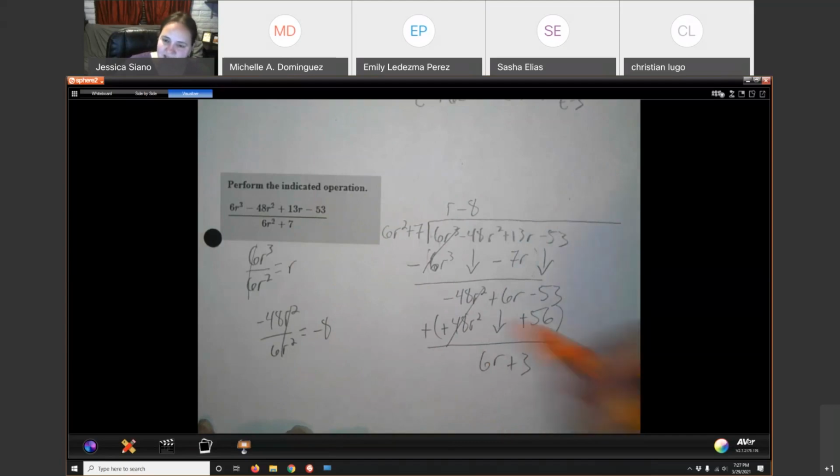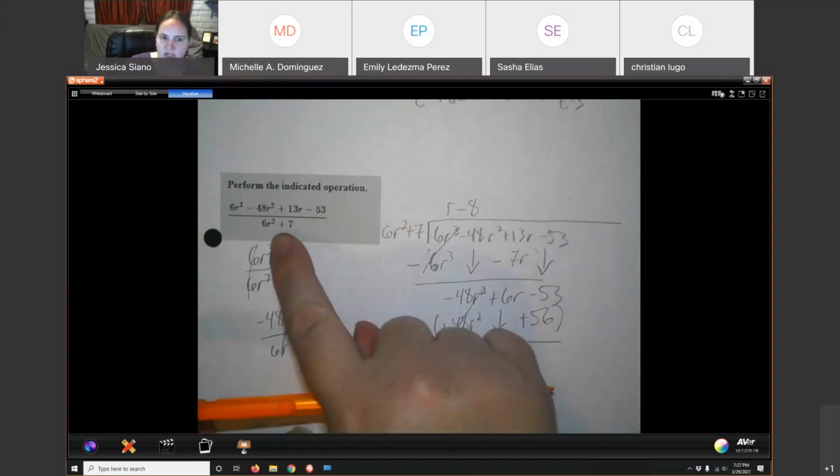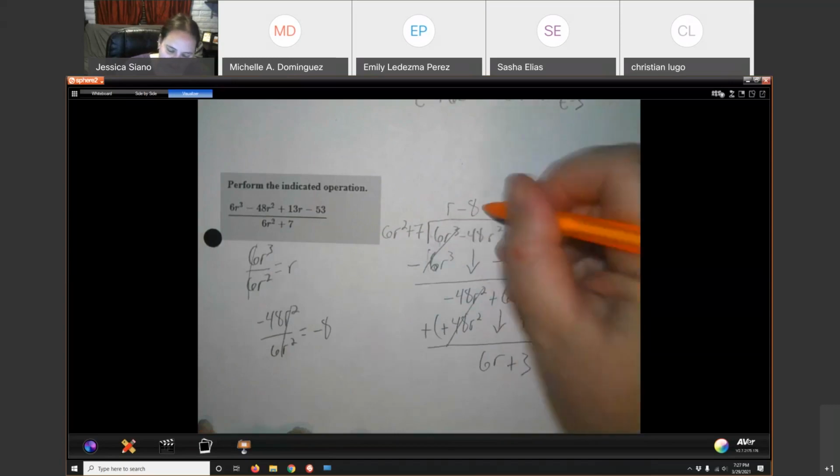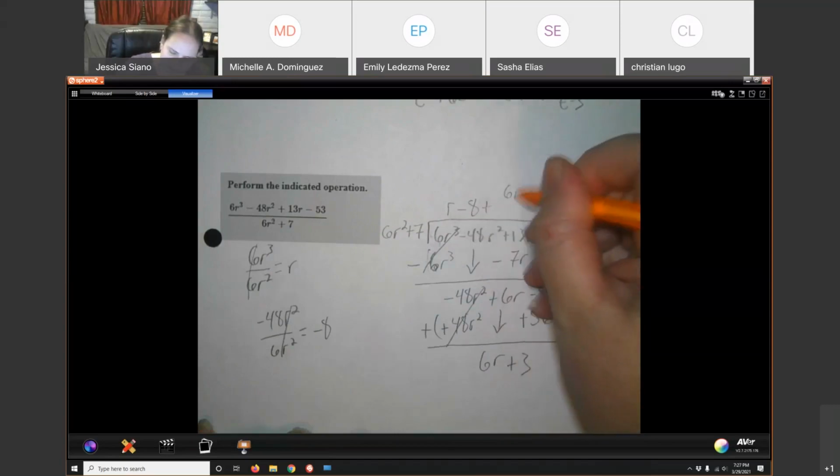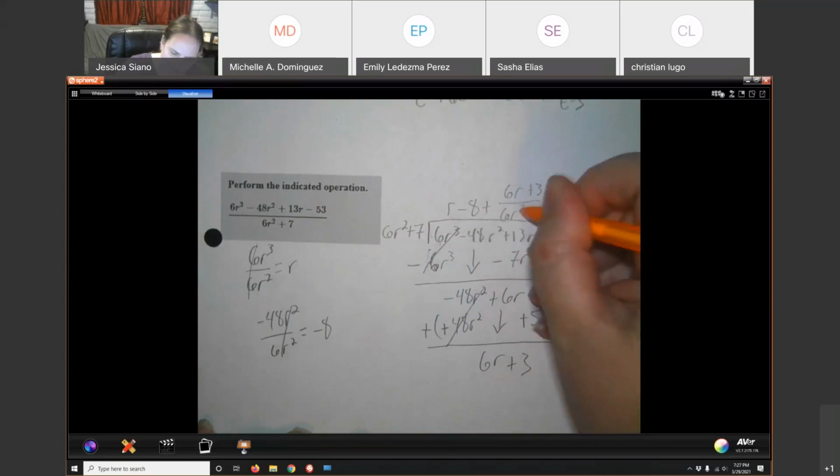And so just like with synthetic division, when you're done, your remainder gets divided by your denominator. So this would be r minus 8 plus the quantity 6r plus 3 over 6r squared plus 7.